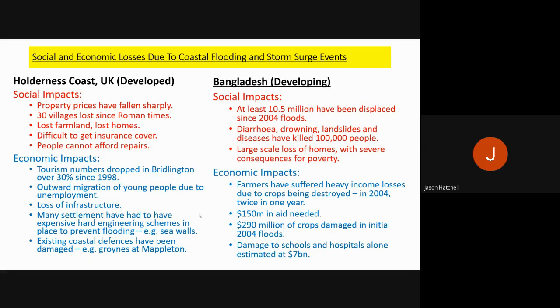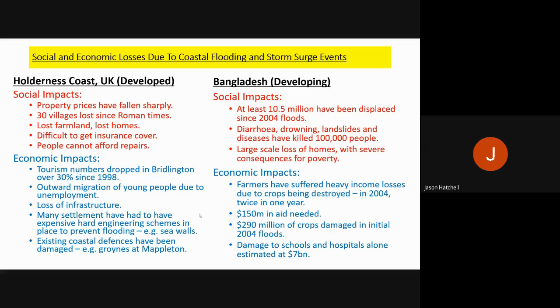So at least 10.5 million have been displaced or moved from the coastline of Bangladesh since the 2004 floods. Diarrhea, drowning, landslides, and diseases have killed 100,000 people. And there has been large scale loss of homes with severe consequences for poverty and disease as well.